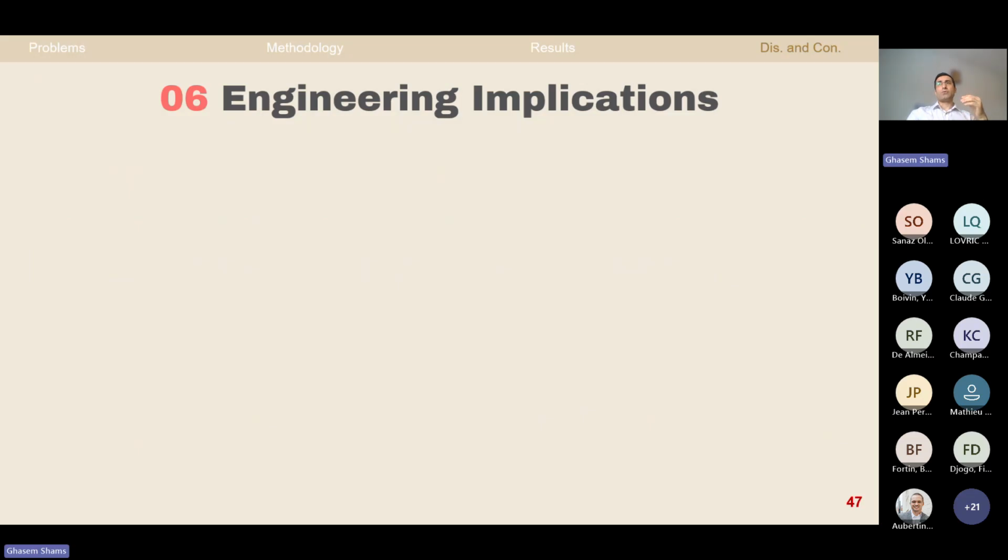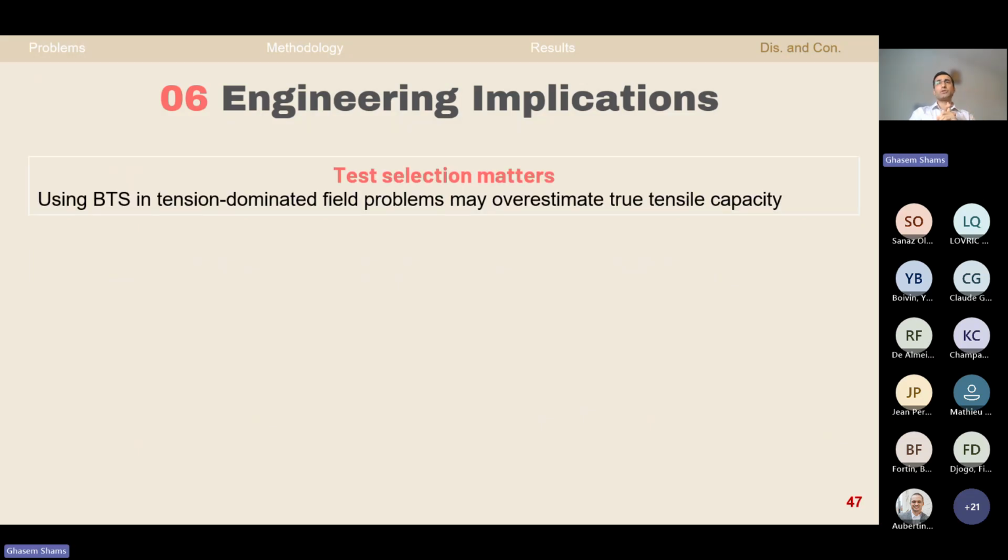And the engineering takeaways or implications could be: test selection matters. Using Brazilian tensile strength in tension-dominated field problems may overestimate true tensile capacity. Actually, we can use the Brazilian test to determine tensile strength of materials, but we need to make sure where we are going to use this tensile strength, whether our stress state in the field is a biaxial or triaxial stress state, or is really a pure tensile stress state like spalling or rock burst condition.